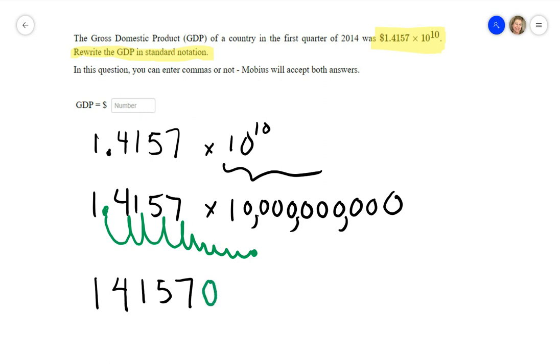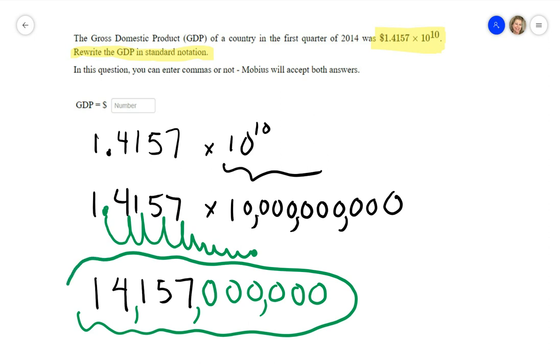So I need 5, 6, 7, 8, 9, 10. I'll need 6 more zeros, and you put the commas in, and now instead of 1.4157 times 10 to the 10th, that becomes 14,157,000,000. And this is the number in standard notation that I'll type in right here.